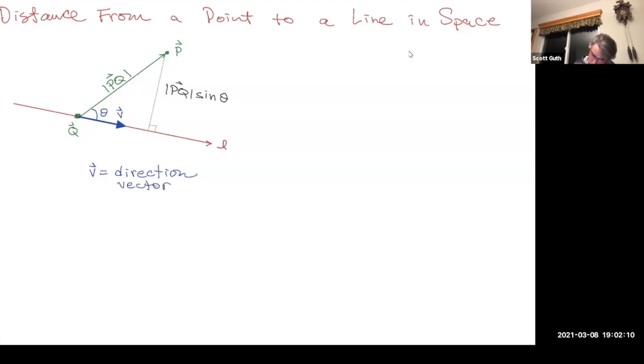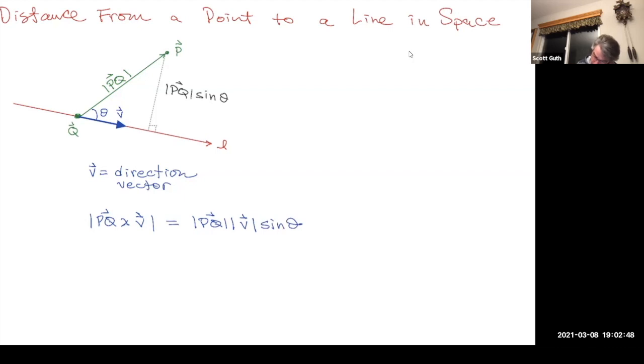And so if we do the magnitude of PQ cross V, this should do our trig for us, right? Because the cross product does the sine. So keep in mind that this would be the magnitude of PQ times the magnitude of V times the sine of theta.